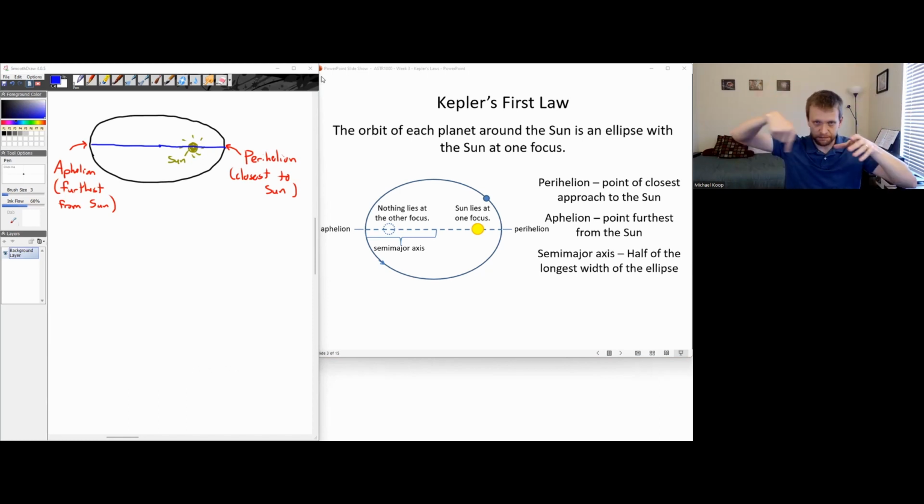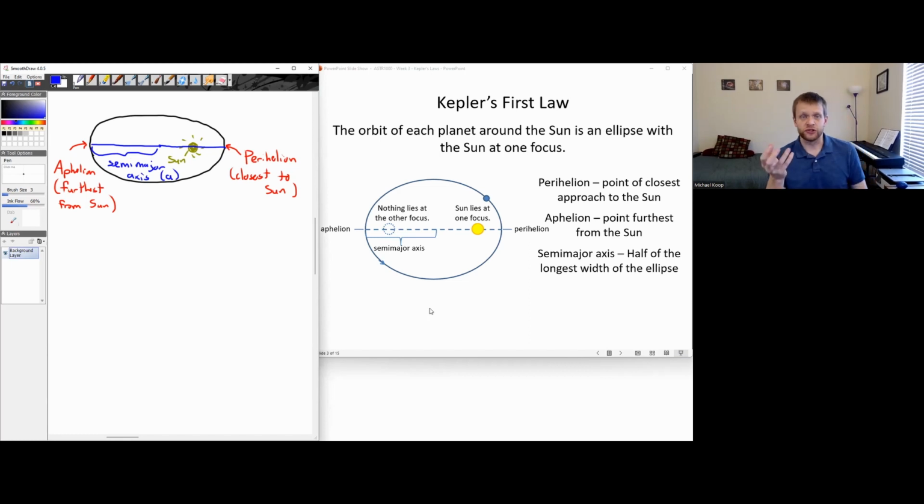It's a shape that can be embedded in 3D space. But if you look at that longest axis and take half of that distance, that is going to be your semi-major axis, which we denote with a lowercase a.